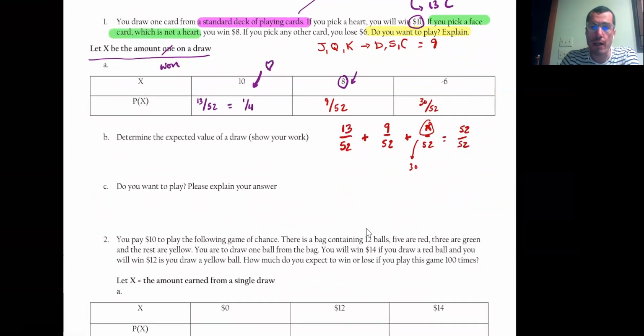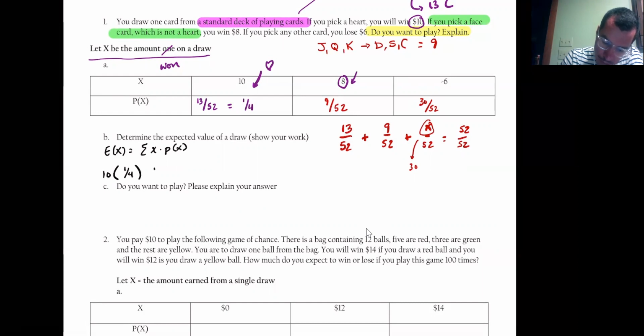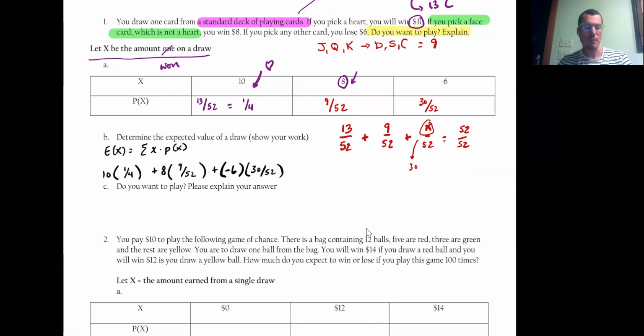After I work this out, I remember I want the expected value of X, which is equal to the sum of X times P of X. So what does that look like? It's going to be 10 times 1/4, plus 8 times 9 over 52, plus, and keep in mind your sign, because this is a negative 6. You're losing $6 with a probability of 30 over 52.